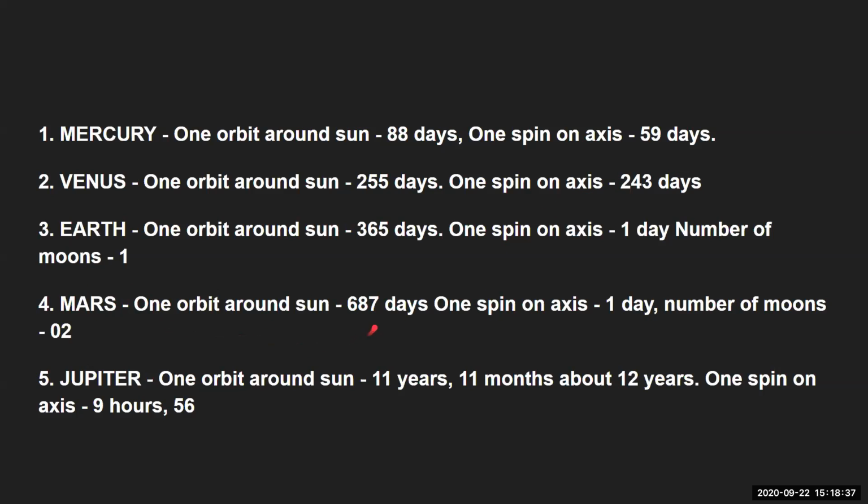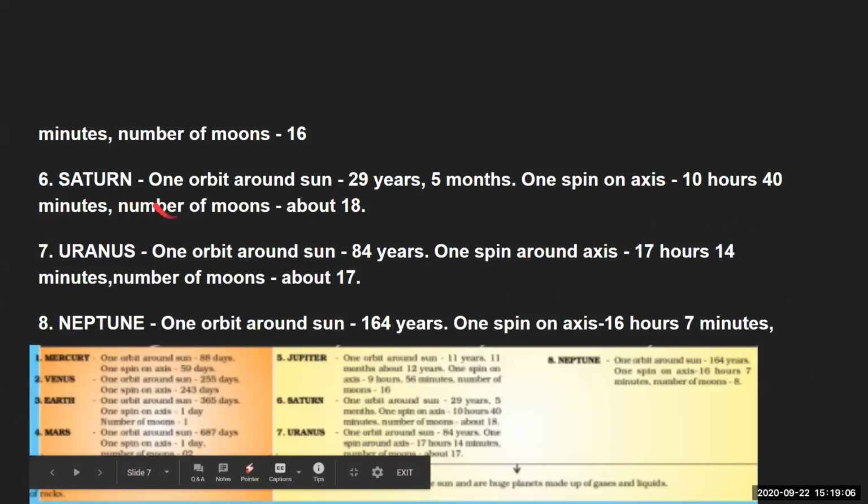Mars takes 687 days to complete a year. One day, like Earth, to complete a day. And it has two moons. Jupiter takes 11 years, 11 months to complete 1 year, and 9 hours, 56 minutes for a day. And it has 16 moons.